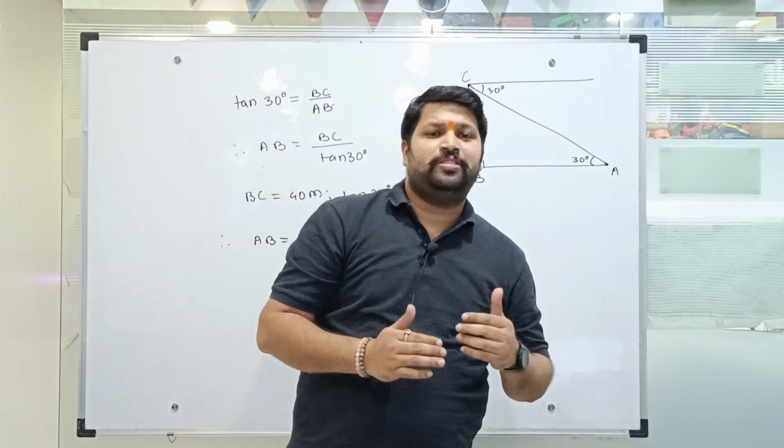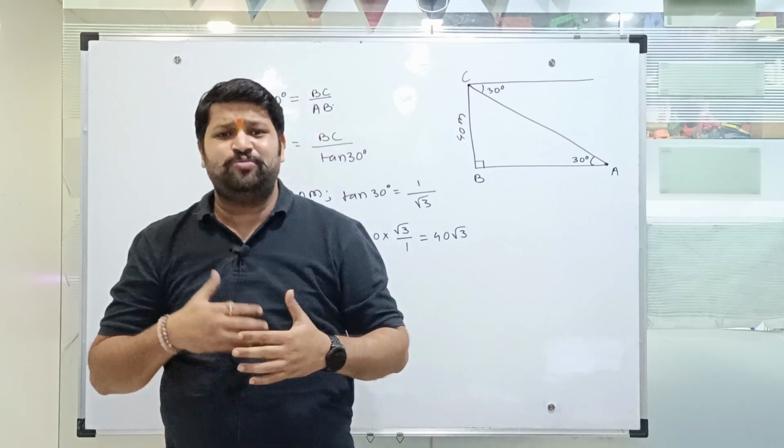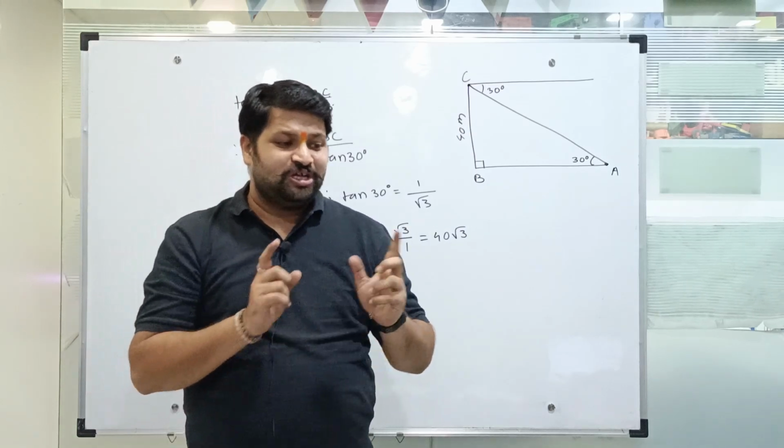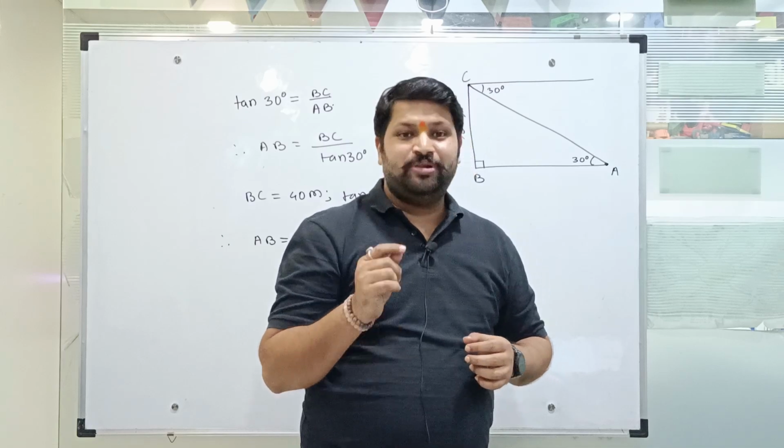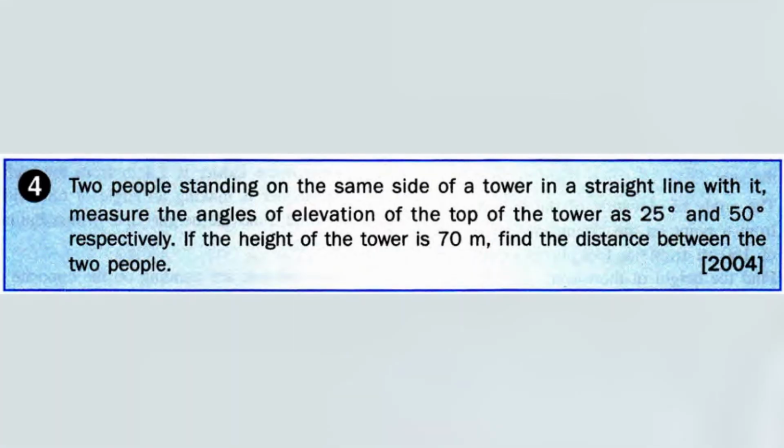Now let us take this a notch higher and see an even more complicated example. This is taken from 10th ICSE. The example is as follows. Two people standing on the same side of the tower in a straight line with it measure the angles of elevation of the top of the tower as 25 degrees and 50 degrees respectively. If the height of the tower is 70 meters, find the distance between the two people.